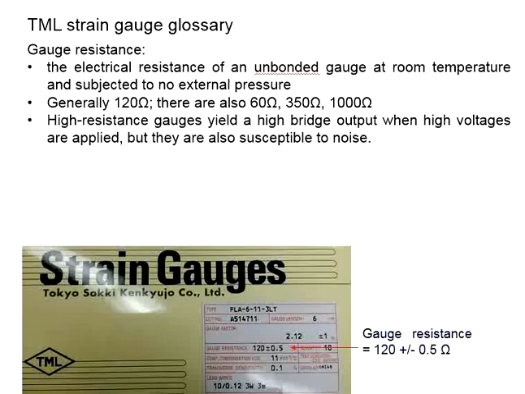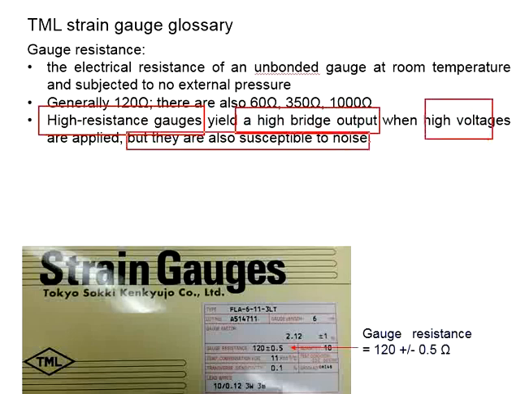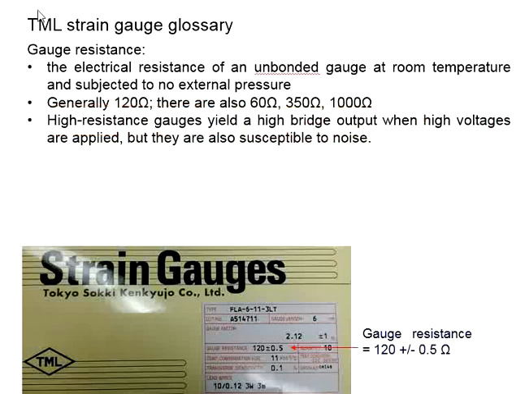The most common one will be 120 ohm resistance. There are also 60 ohm, 350 ohm, and also 1000 ohm. For normal applications, you can just choose 120 ohm. Now, high resistance gauges use a high bridge output, and then high voltage is applied, but they are more susceptible to noise.